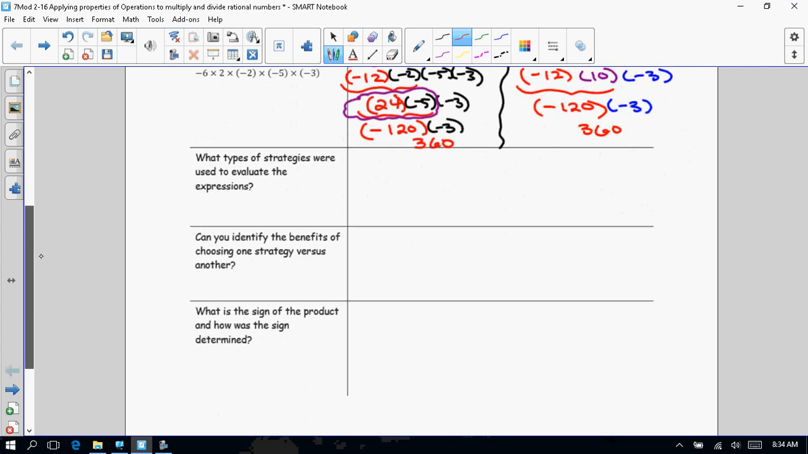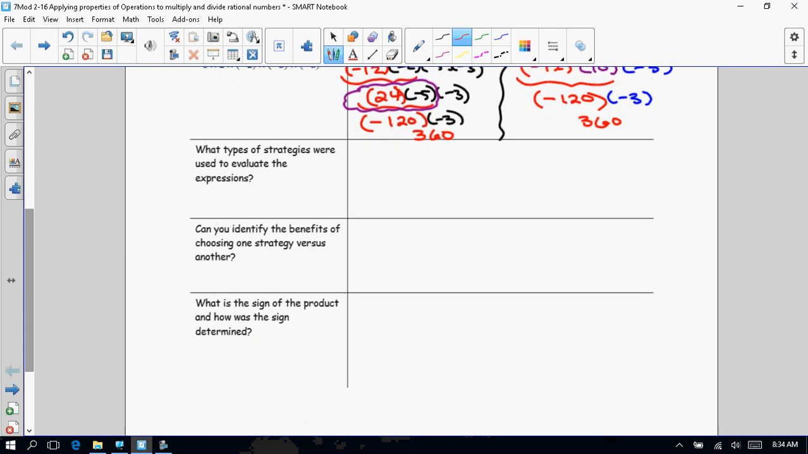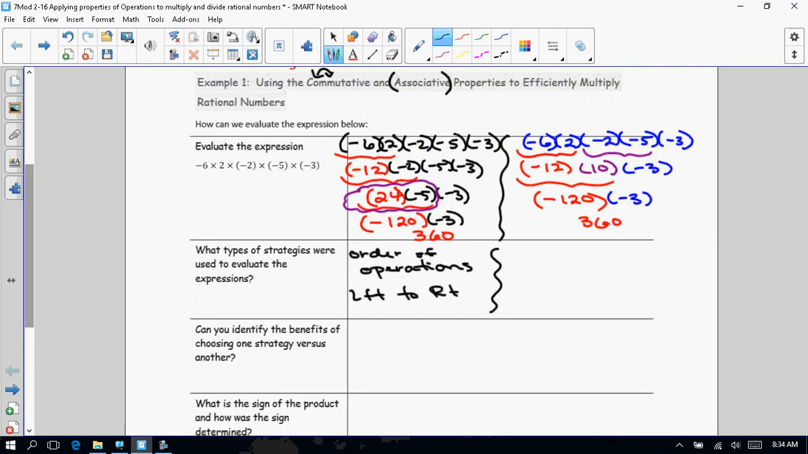All right, so what types of strategies were used to evaluate the expressions? Well, the first one I used order of operations. I went left to right and just worked my way across. Versus the other one, I used the commutative property, I used the associative property because I grouped them. I used the associative property to group numbers to make easier.